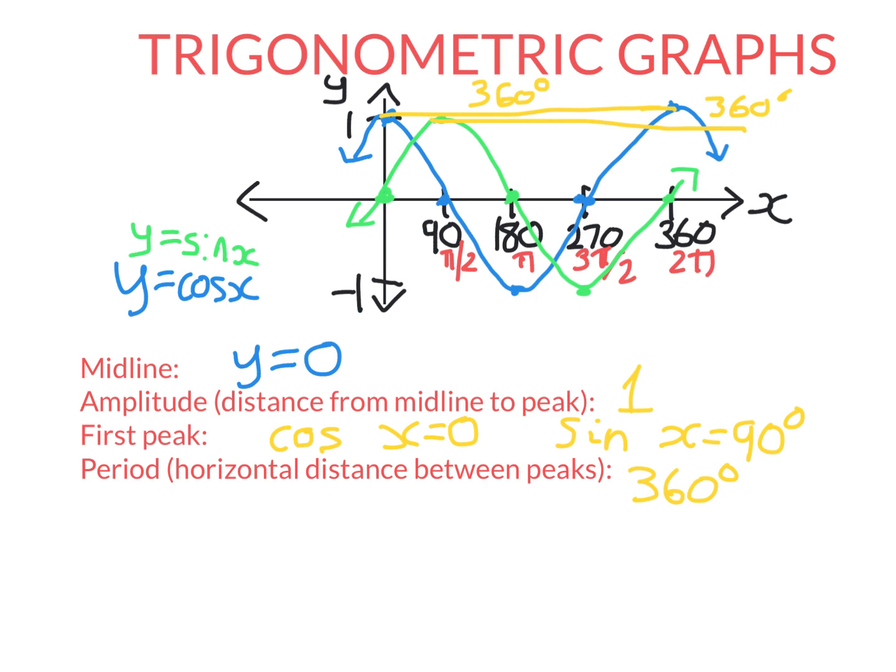You can see that for these two graphs, they have pretty much the same features: same period, same amplitude, and same midline. The only difference is where the peak occurs. The only difference is a horizontal shift. Everything else is the same between these two.